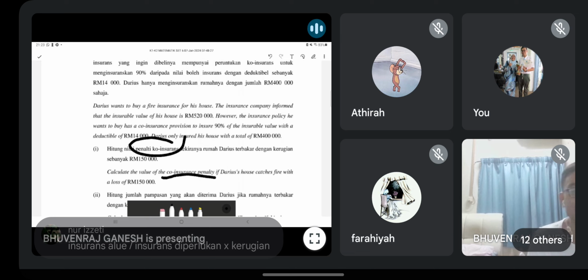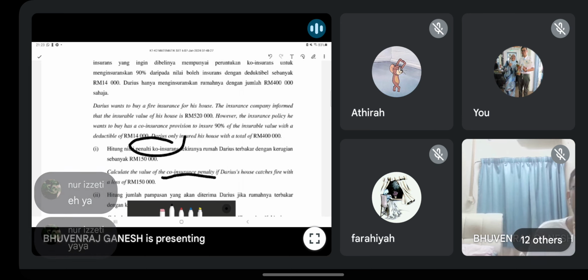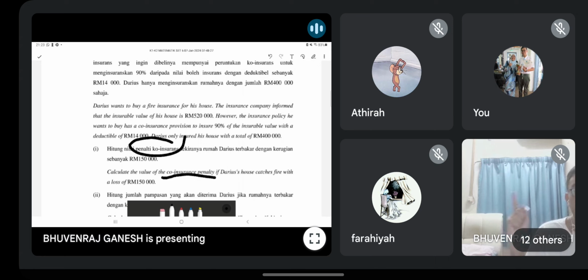Insurance value, okay. Tak complete lagi, kamu kena ambil jumlah kerugian tolak dengan apa yang kamu tulis. Faham tak, Izzati? Okay. Kamu kena ambil kerugian dulu, lepas tu tolak dengan jawapan kamu. Amount of loss minus insured value over amount of required insurance times loss. Okay, jadi loss kamu kat sini adalah this one, kerugian. Okay, so 150,000. Insured value macam mana cari?